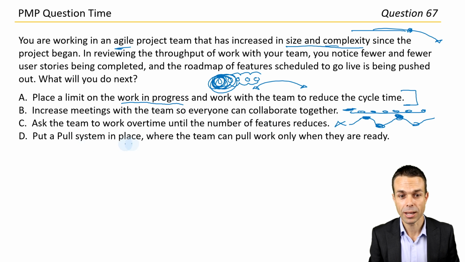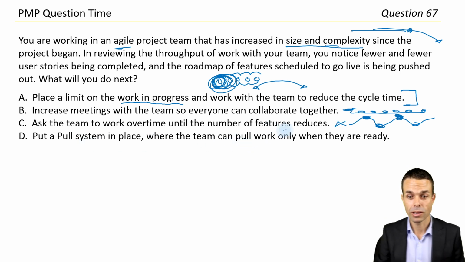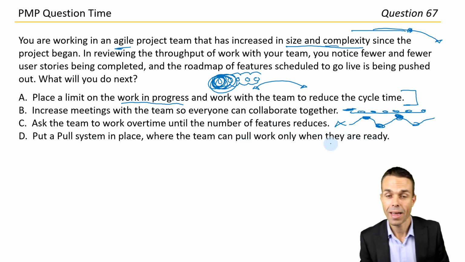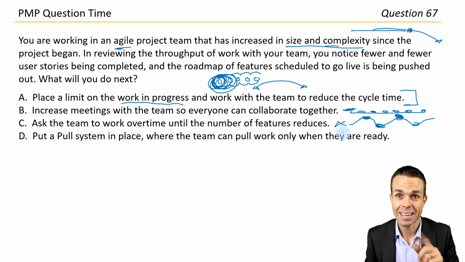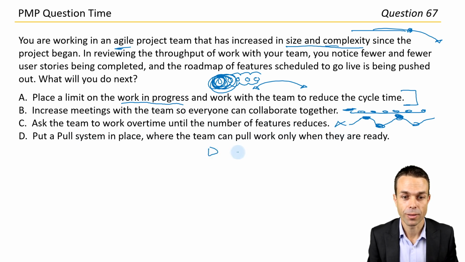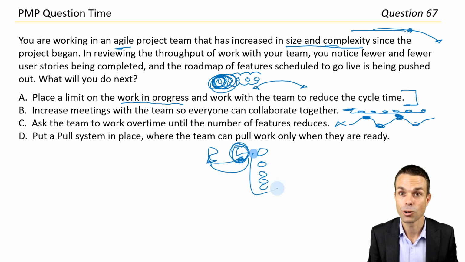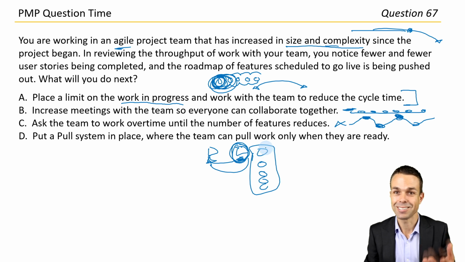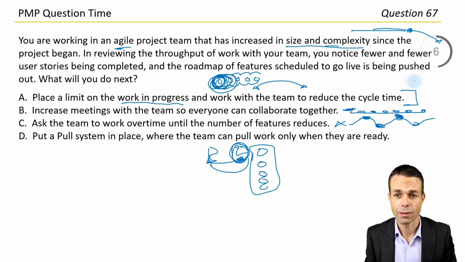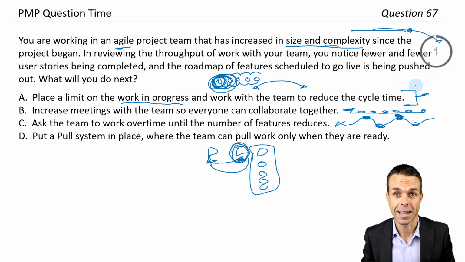Put a pull system in place where the team can pull work only when they are ready. And that's actually pretty good, except here's what will happen. They'll get blocked on a piece of work, and instead of just focusing 100% on unblocking it, they will pull a new piece of work. And then all of a sudden, we've got too much work in progress. So that is a lot of agile stuff going on here, which is quite wonderful, and the reasons why we do it. So I think for our purposes though, out of all of those options, let's go with answer A.